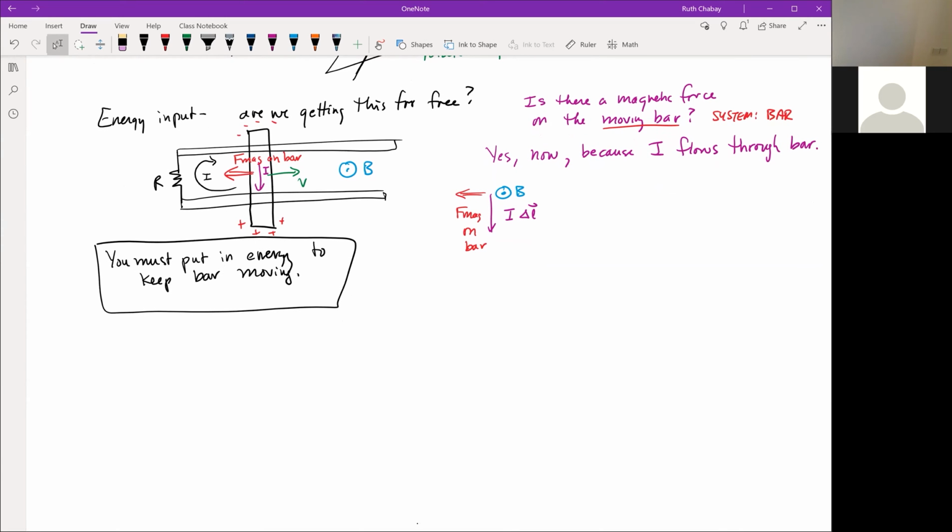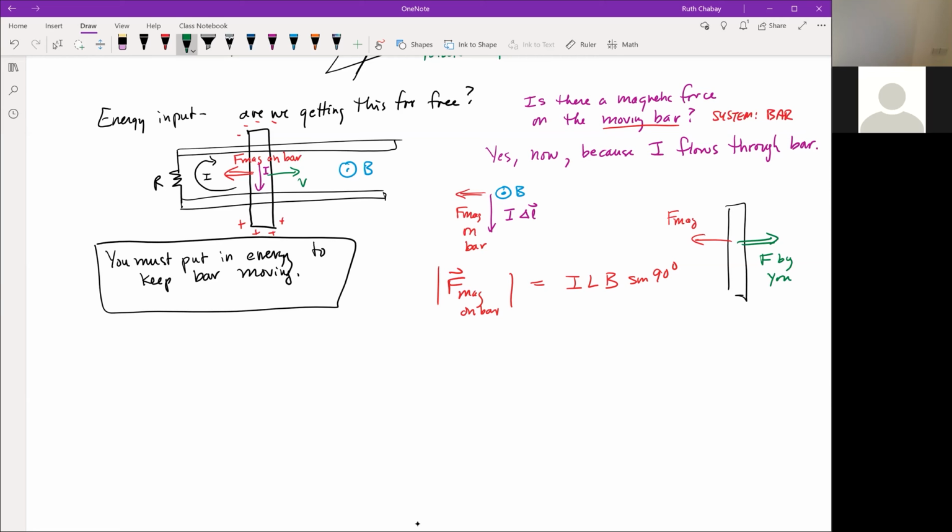So the magnetic force on the bar is going to be ILB sine of 90 degrees. And so we have this magnetic force on the bar, and therefore you have to exert a force equal and opposite to that to keep the bar moving. So the system is expending kinetic energy to run this current. You don't exactly expend energy to make a force.